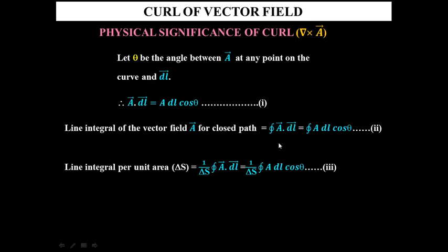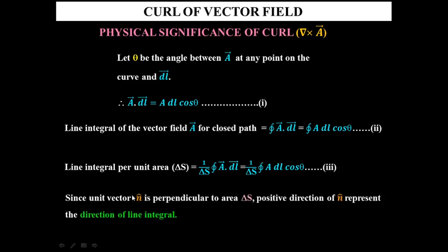So we'll divide this expression, equation number 2, by delta s. So we'll get 1 by delta s, the line integral over the closed path of A dot dl, which is nothing but 1 by delta s times the line integral over the closed path of A dl cos theta. Suppose this is equation number 3.